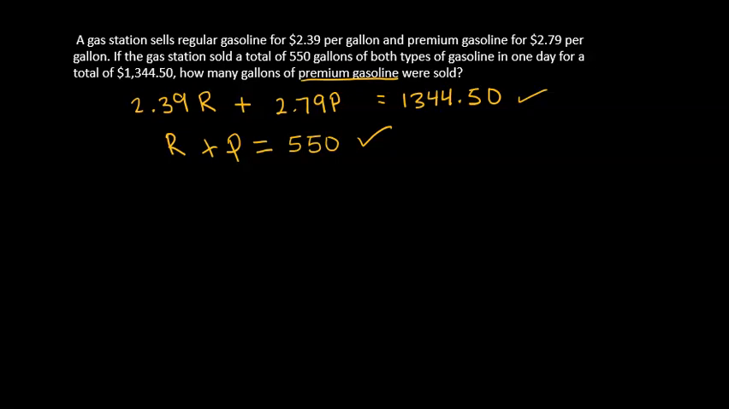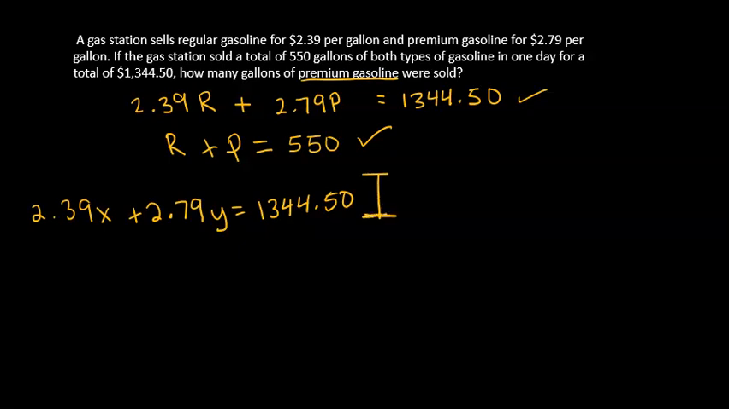My next goal is to isolate. I'm going to isolate one of the terms, the terms being either P or R. And we can even rewrite this to make it a little bit more familiar. Maybe we can make it 2.39x, we'll call it x instead of R, plus 2.79y equals 1344.50. And then let's do a divider.